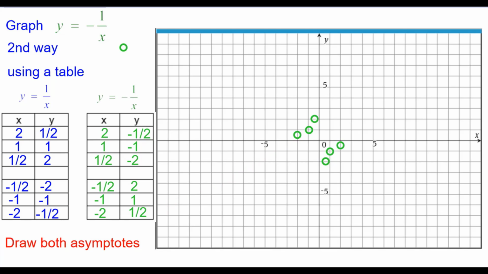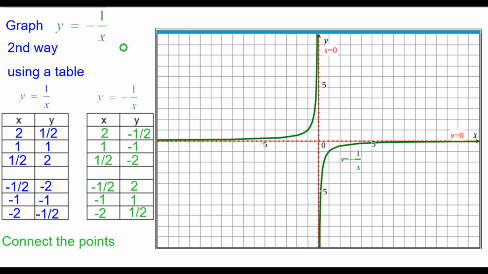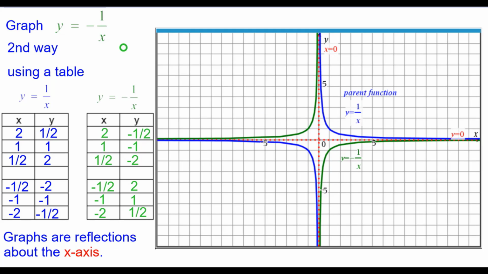Again, we're going to go ahead and draw in both the asymptotes, which include the x and y axis. And connecting the dots, or points, we get the graph of the hyperbola y equals the opposite of 1 over x. Comparing that to the parent function, you can see that the graphs are reflections about the x-axis.